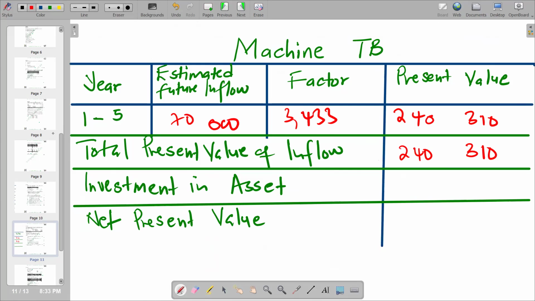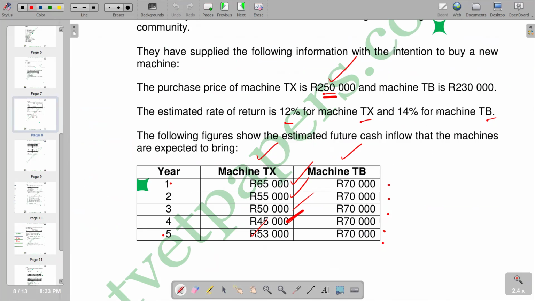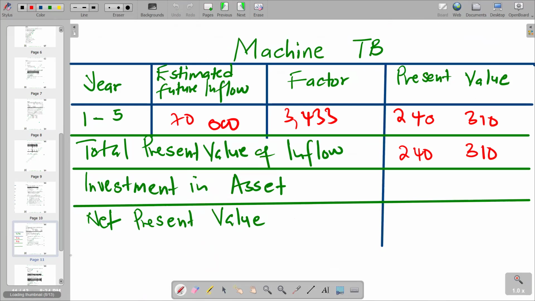Then for investment in asset, we refer back to the question. We see that the purchase price of machine TB is 230,000. So this is going to be the investment, which is obviously going to be a negative. Remember, the investment is supposed to be shown as a negative.